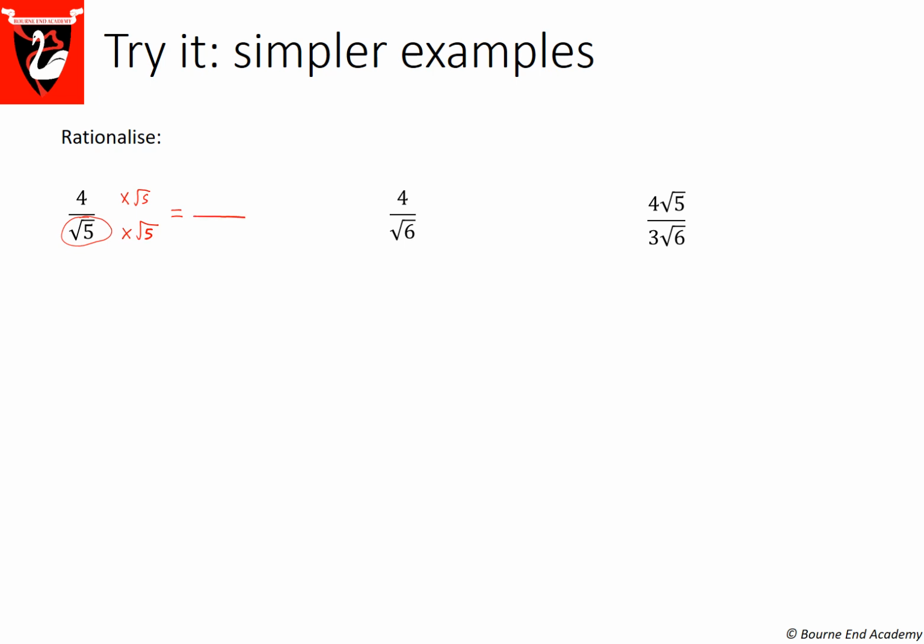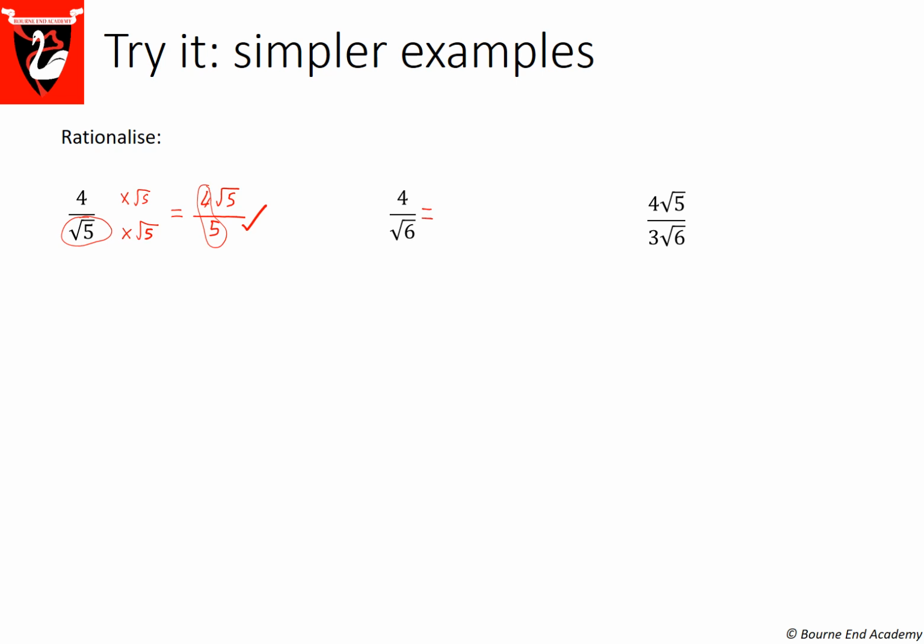So what is left now? The denominator will be root 5 times root 5, which is 5. The numerator is going to be 4 root 5. Can I simplify further? Well, can I simplify the 4 and the 5, which are here? No, they don't have a common factor. This means that this is your final answer.